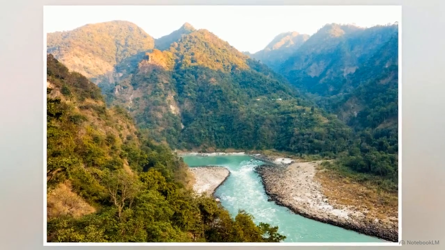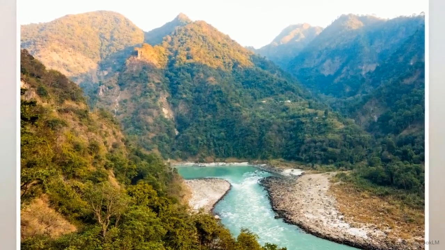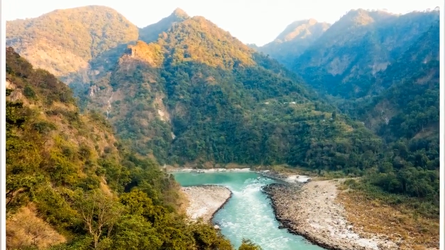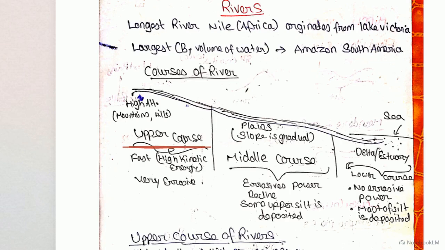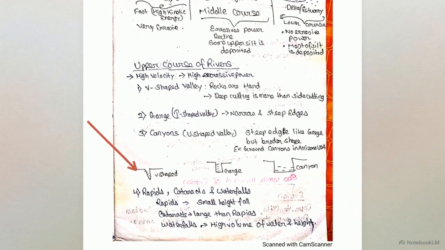Step 2. Switch to your blue pen to trace the path of water. It starts right here, high up in these rocky valleys. This diagram maps the upper course of a river. Because the mountain slope is steep, the water flows with high velocity and extreme erosive power. It acts like a saw, cutting deep V-shaped valleys and narrow gorges straight through the hard rock.